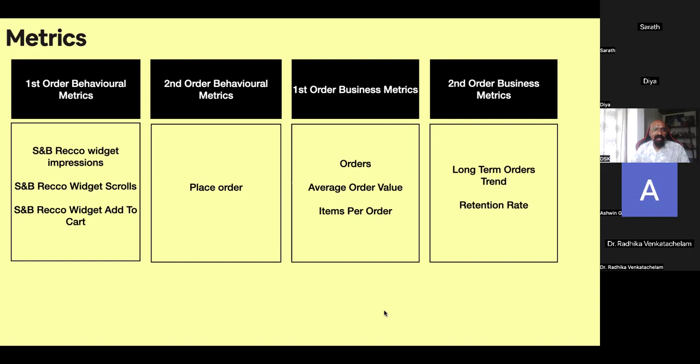Sarath, then maybe Dia. Company leaders will be concentrating only on retention rate and long-term orders. That's a major metric for them. True, but we should also be worried about it. Why should we be worried about it? Forget leaders being worried about it. Why should we be worried about it?